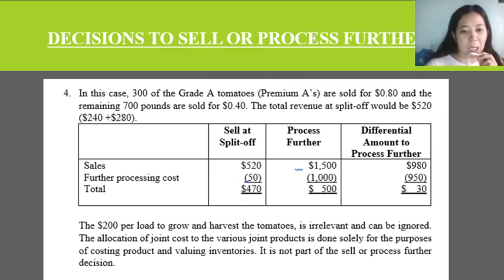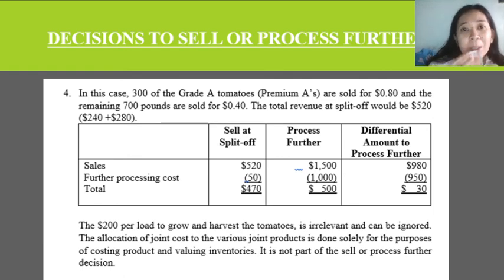In this case, 300 of the grade A tomatoes are premium A's, and they will be sold for $0.80 per pound, and the remaining 700 pounds are sold for $0.40. So this will be our analysis for the total revenue at split off. At split off, the total revenue will be $520. All you have to do is to multiply 300 by $0.80 and 700 by $0.40 and add them up. That's $520 at split off point.